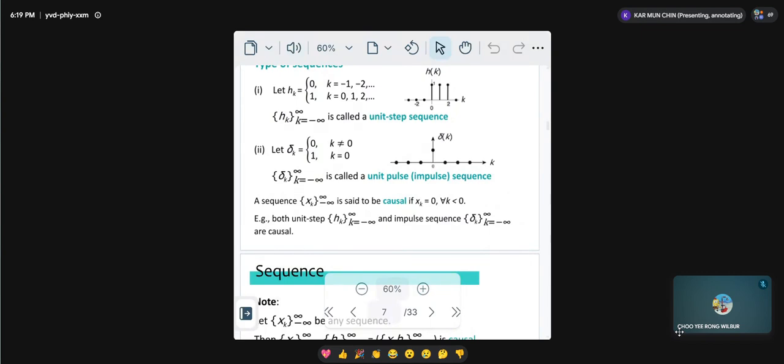So take note, we have the unit step sequence and the unit pulse sequence. But normally we will be working with unit steps.